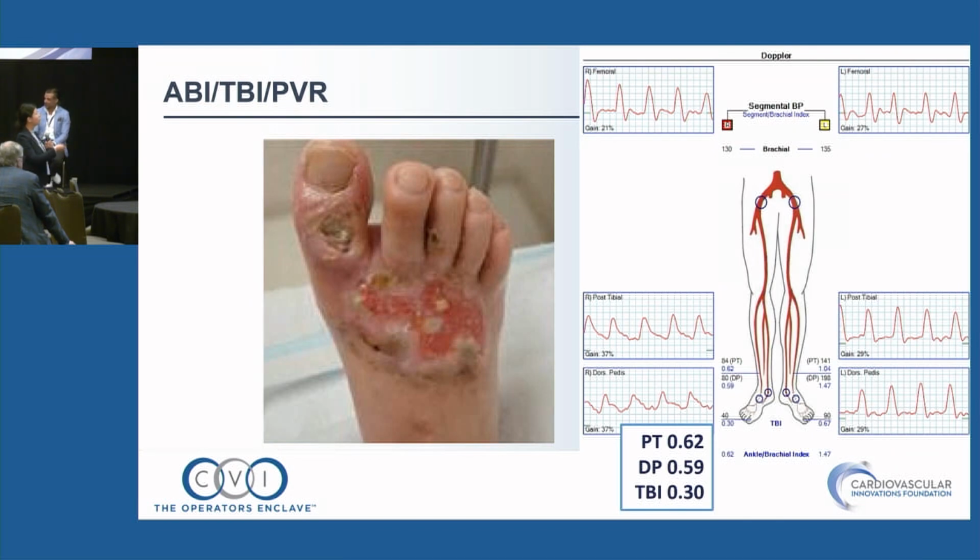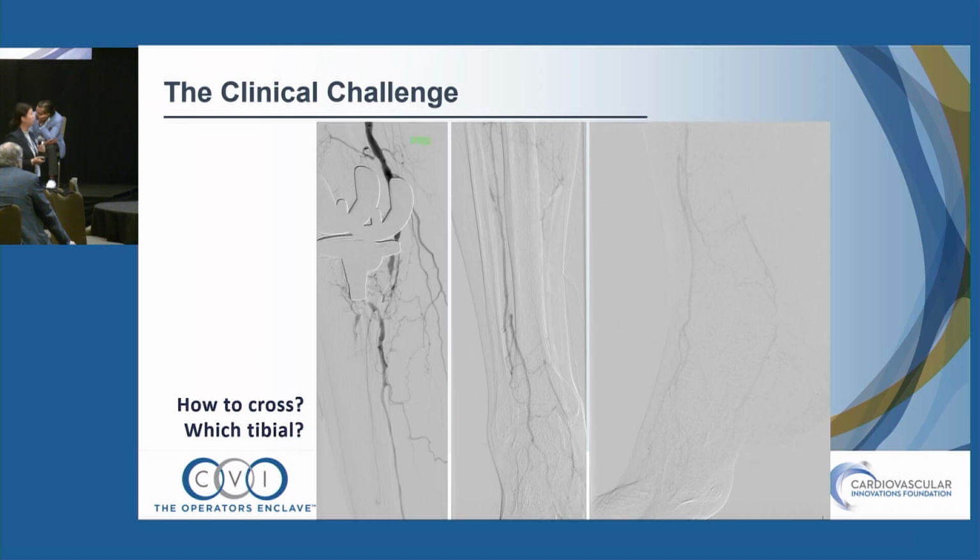I'm sorry this picture is a little bit fuzzy. I was trying to find a good picture of him, but this is from his wound pictures, so they're a little pixelated. Here you can see on the ABI and TBI on the right side of the screen that the dorsalis pedis ABI was 0.59 with a toe pressure of 0.3. So we knew that he likely had a fempop lesion that needed an intervention to promote healing.